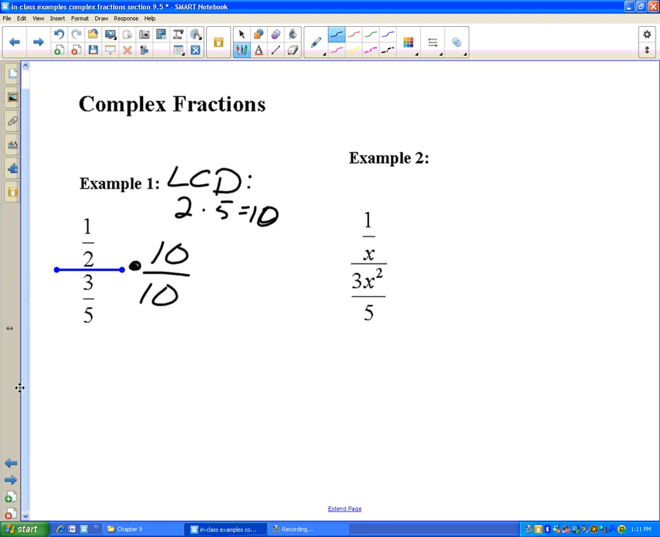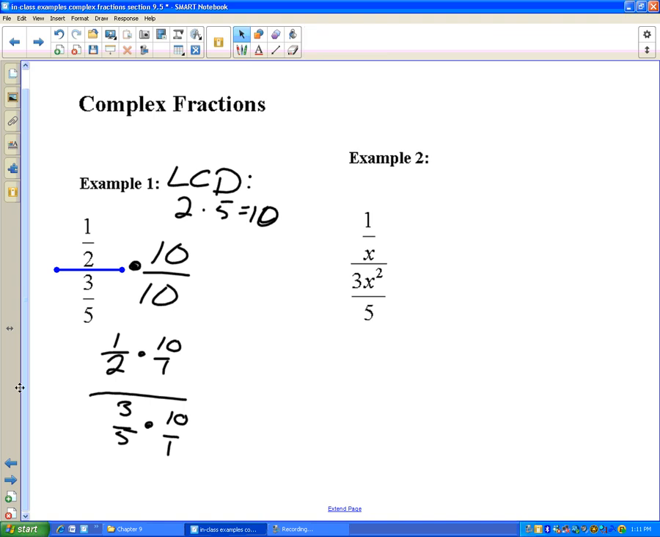So what this becomes is 1/2 times 10/1 divided by 3/5 times 10/1. Multiplying by 10/10 is multiplying by 1. It doesn't change anything. But watch what happens. My 2 and my 10 cancel, giving me 5. My 5 and my 10 cancel, giving me 2. 3 times 2 is 6. I get the same answer of 5/6. But this method is going to make a couple things a little bit easier. So this is the method that I want to use.